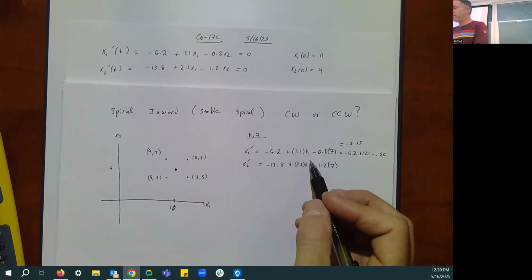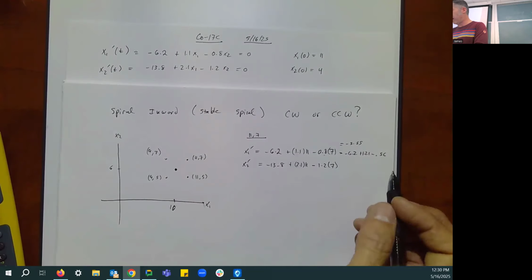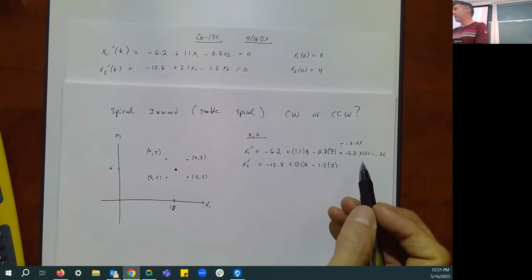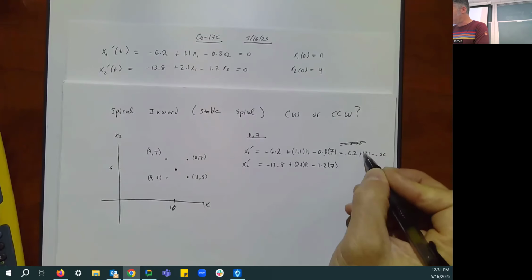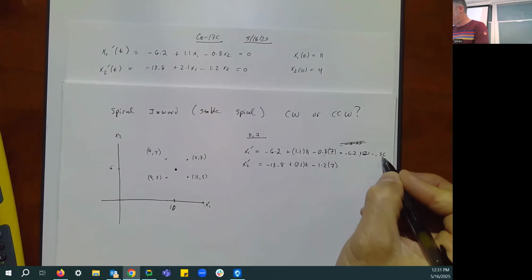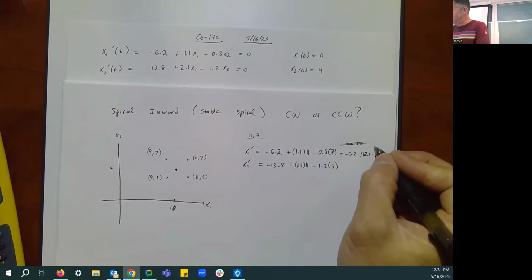I feel like I made a mistake here. You shouldn't feel bad for letting me get away with it because I was going kind of fast. 1.1 times 11 shouldn't be 1.21. I got the decimal in the wrong spot. It should be 12.1, and that's a 5.6, not a 0.56. Apologies. So that looks more sensible. We have negative 6.2 plus 12.1 minus 5.6, which is going to be 0.3.